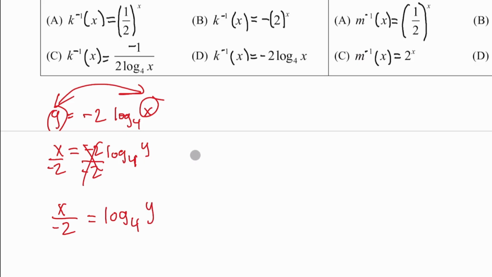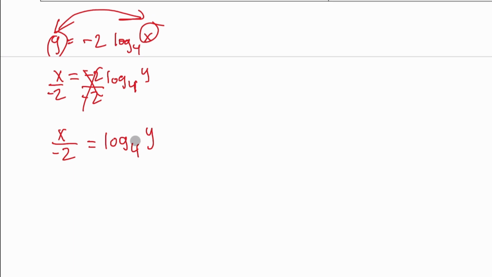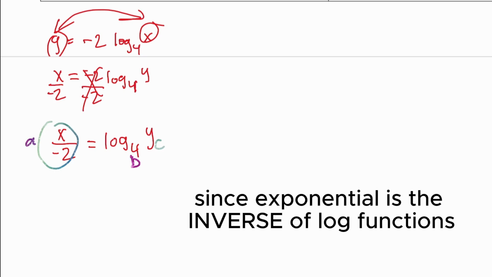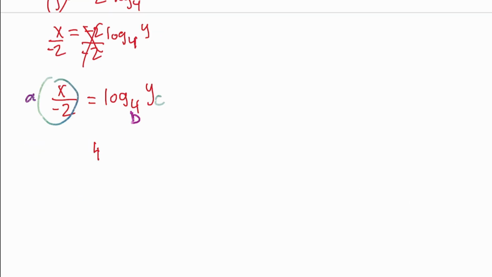So now, I think it would make it easier if we change this to exponential form. We know this is equal to b right here, and this is c, and this whole thing is a. So when we change it, we have an exponential, remember, exponential is b to the power of a is equal to c. So we have 4 to the power of x divided by negative 2 is equal to y.